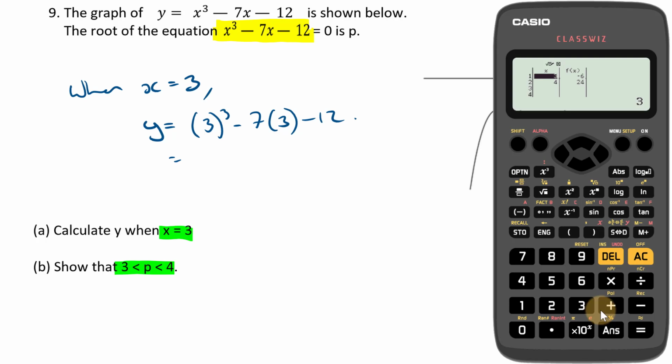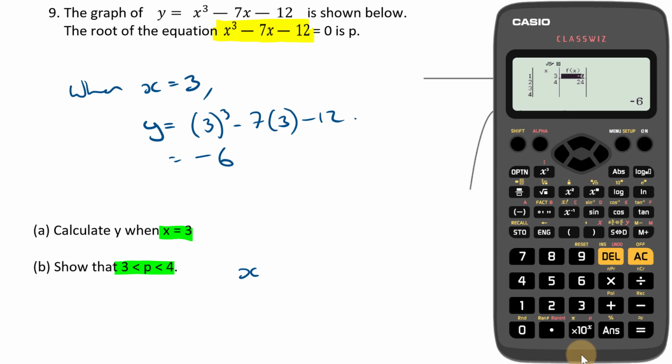Now we needed to calculate it when x was 3, so the answer is minus 6. Okay, now you could probably confirm that for yourself by cubing 3 and subtracting 7 lots of 3 and then subtracting 12, should get negative 6. Okay, but now I've got it set up in my calculator, I can carry on with this question.